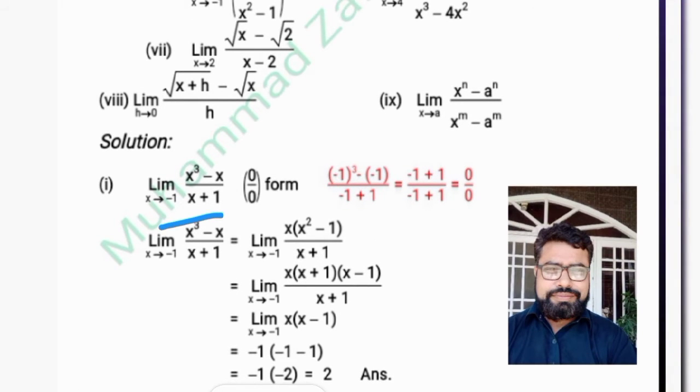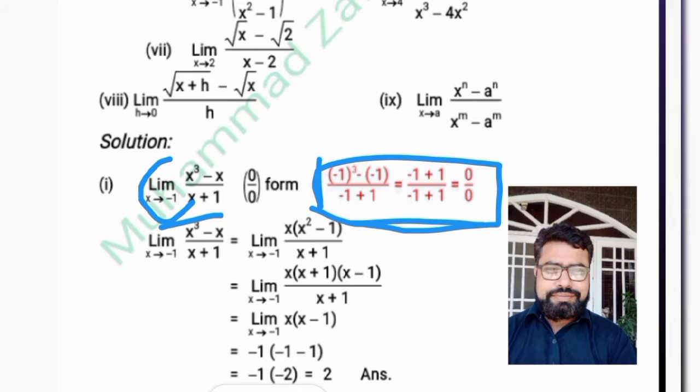divided by x plus 1, and here the limit is x approaches to minus 1. As it is asked in the question, it must be 0 by 0 form, so we have to properly verify it is 0 by 0 form. But 99% people will not do it, and if there is a question of 4 marks, you will get 3 marks. 1 mark is for 0 by 0 form, and 99% people will not tell about this.